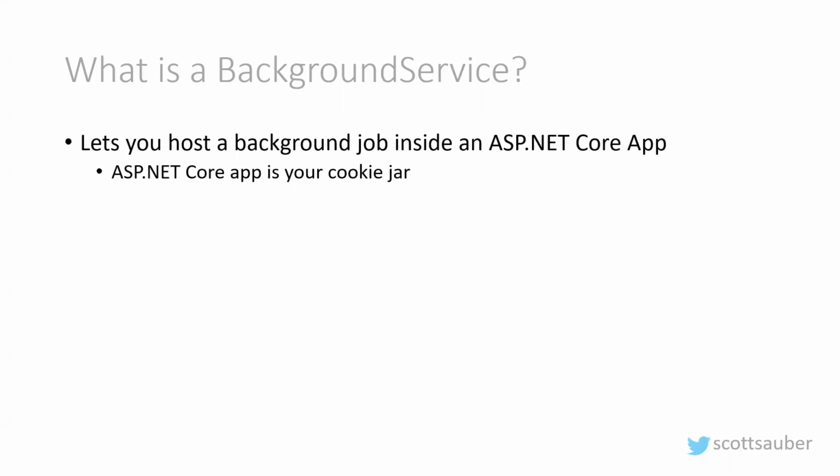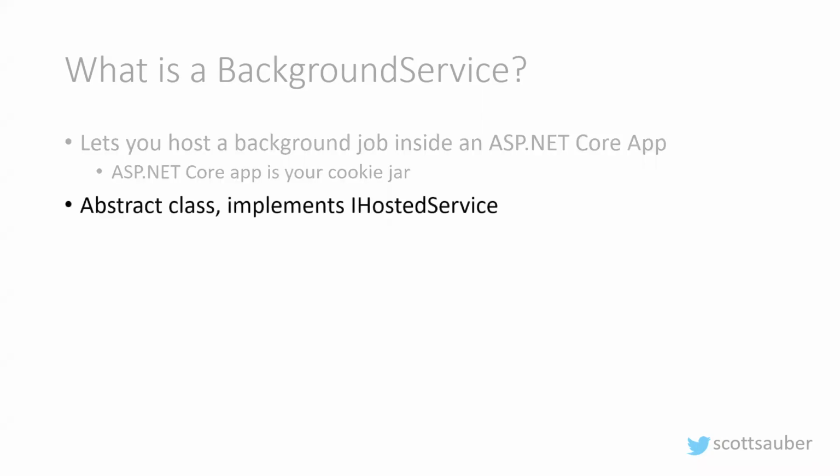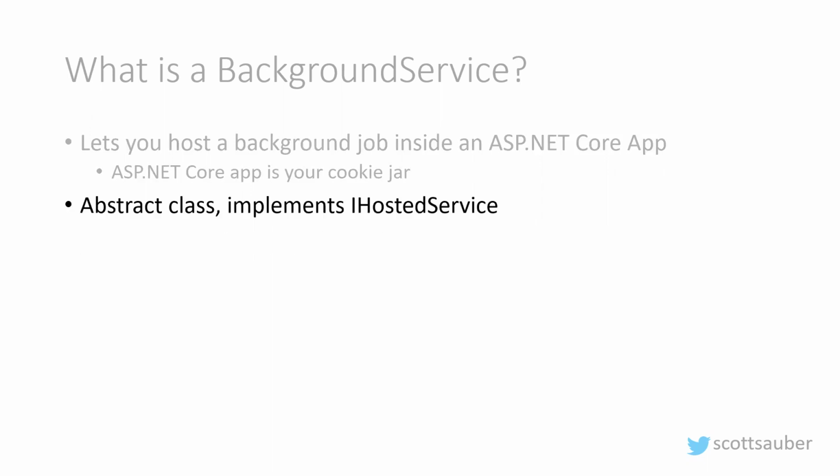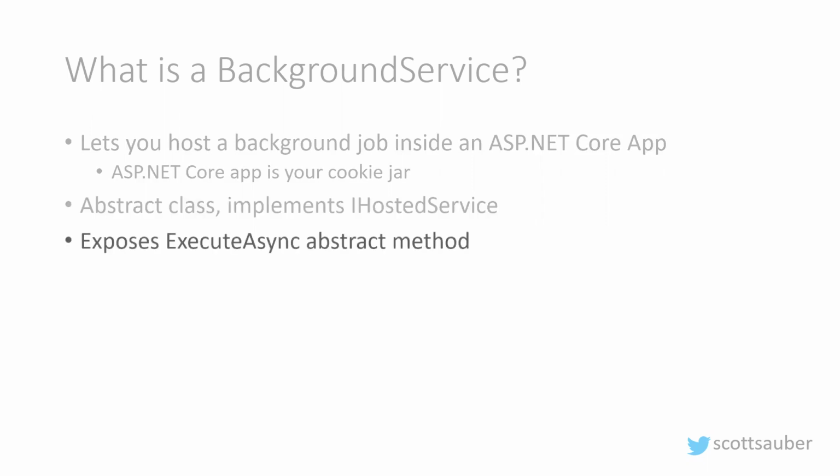So BackgroundService is exactly the same as an IHostedService. You host a background job inside of an ASP.NET Core app, where the ASP.NET Core app is your cookie jar. BackgroundService is an abstract class that implements IHostedService, and we'll actually look at the implementation in a second. It exposes an ExecuteAsync abstract method. This is where you put your custom code. Like my cache refreshing code, I would drop that logic inside of this ExecuteAsync method. And BackgroundService handles all the starting and stopping for you.